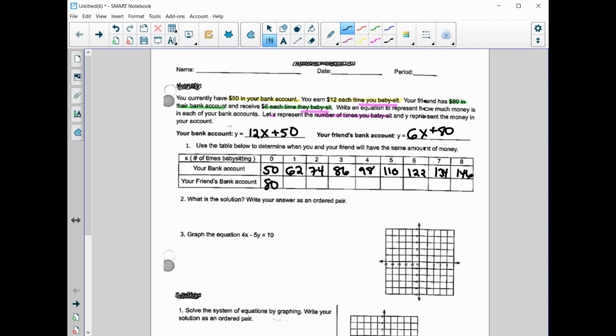Your friend had $80 for no times babysitting and then got $6 each time. So that would be 86, 92, 98, 104, 110, 116, 122, and 128. And so where you had the same amount of money was after 5 times babysitting. You both had 110. So the solution would be 5 times babysitting and $110.